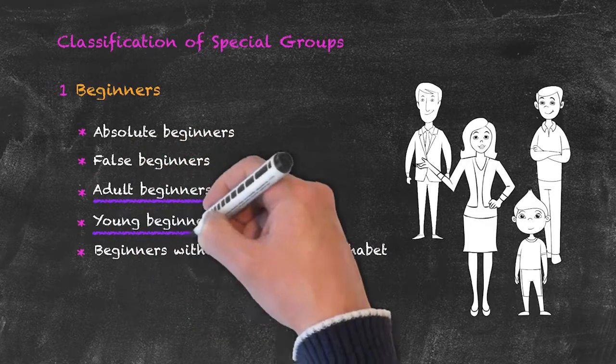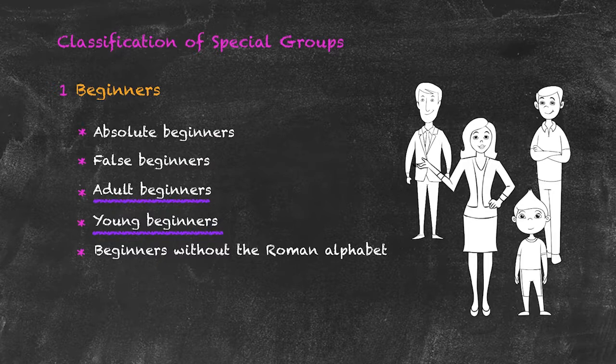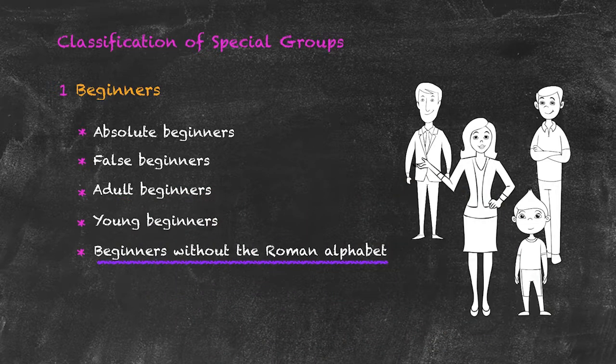The adult and young beginners, obviously those categories are fairly self-explanatory. The only difference comes between where we recognise the young beginner to finish and the adult beginner to start. Typically we're looking at an age somewhere between 16 and 18 for the separation of those categories. The final one's the beginners without Roman alphabet. Obviously the types of lessons that we're going to be doing at the start of that course is going to have to include very simple structures such as the actual alphabet itself.